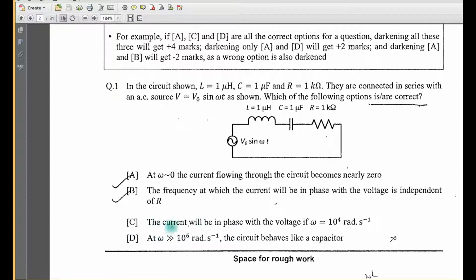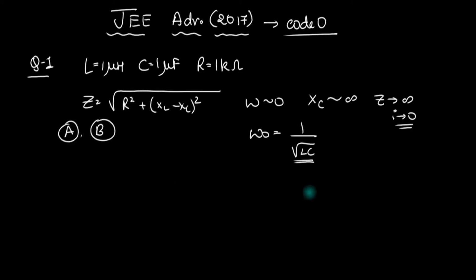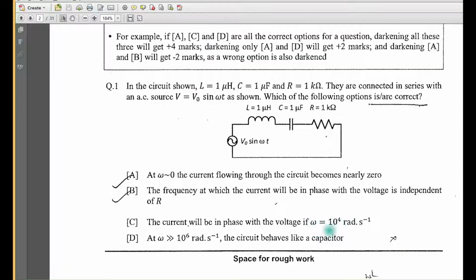Then we have C. The current will be in phase with the voltage if omega equals 10 to the power 4. So again, they're asking for resonant frequency. Let's check. Resonant frequency has to be 1 divided by square root of, you have a micro here, 10 to the minus 6, and you have a C, that's 10 to the minus 6 again. That should be 10 to the plus 6. So omega should be 10 to the plus 6 for resonance. So nope, that's not the correct answer.